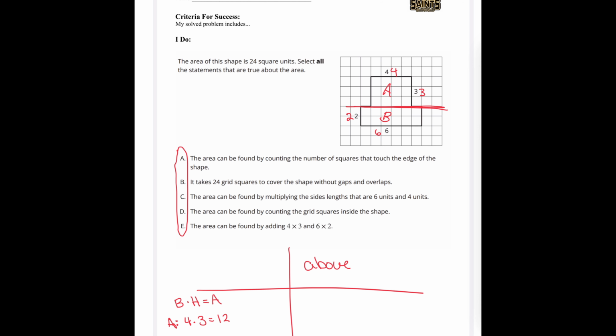That's going to equal 12. And then for shape B, my base is 6 times my height, 2. That also equals 12. Okay, fantastic. So now I've found the area.